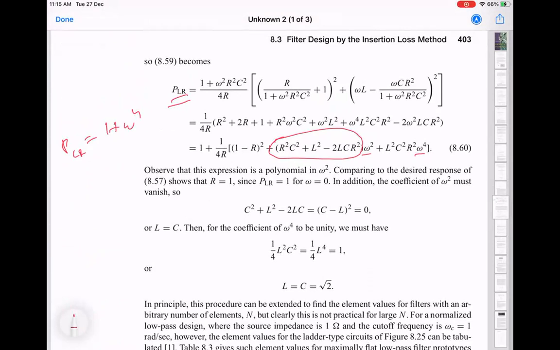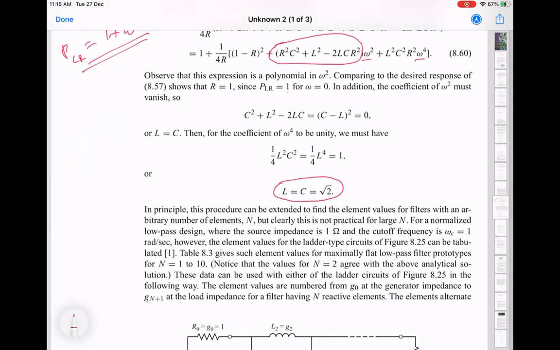And because you also want PLR equals 1 for omega equal to 0, that's where the R equal to 1 comes from. That's just the matching condition. And then you want the coefficient of omega square in this equation, which is this one, going to 0 as well. And that, when you solve, gives rise to a value of L and C equal to root 2. So remember, all of these are normalized, right? So this root 2 what? Okay, it doesn't have any units right now. It's all dimensionless. So we have to do the scaling thing. But this condition will allow you to construct this kind of a response.